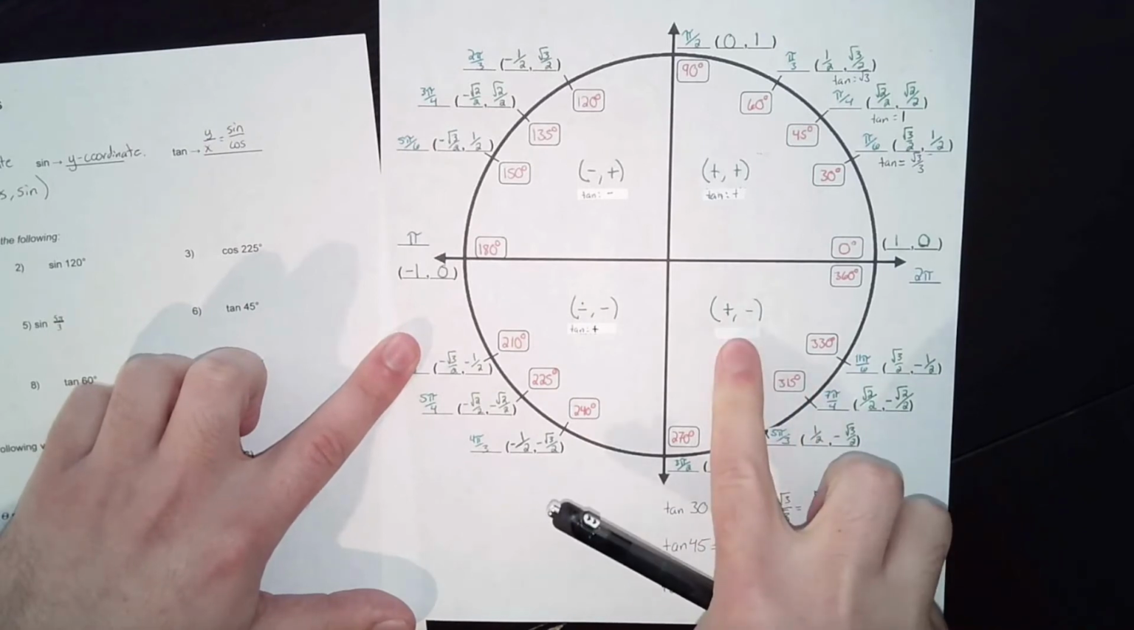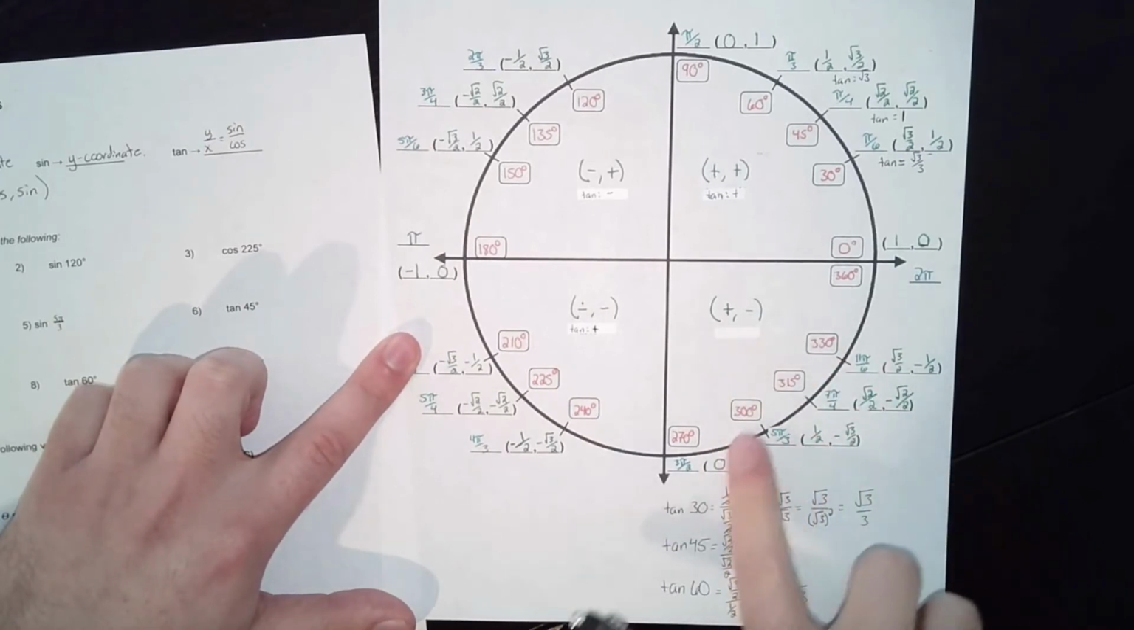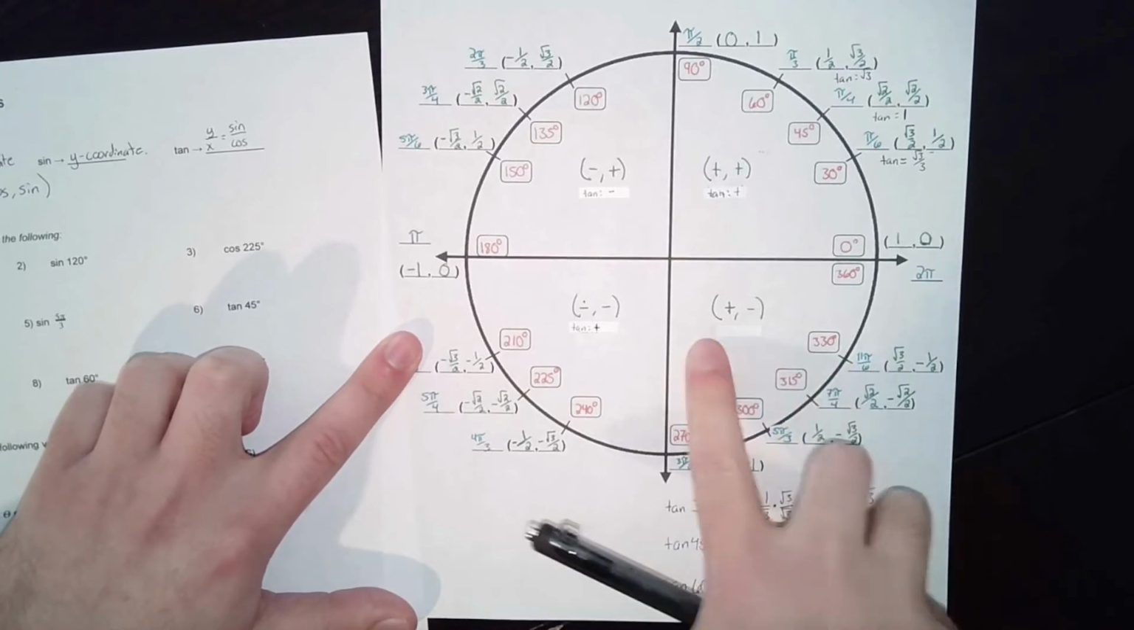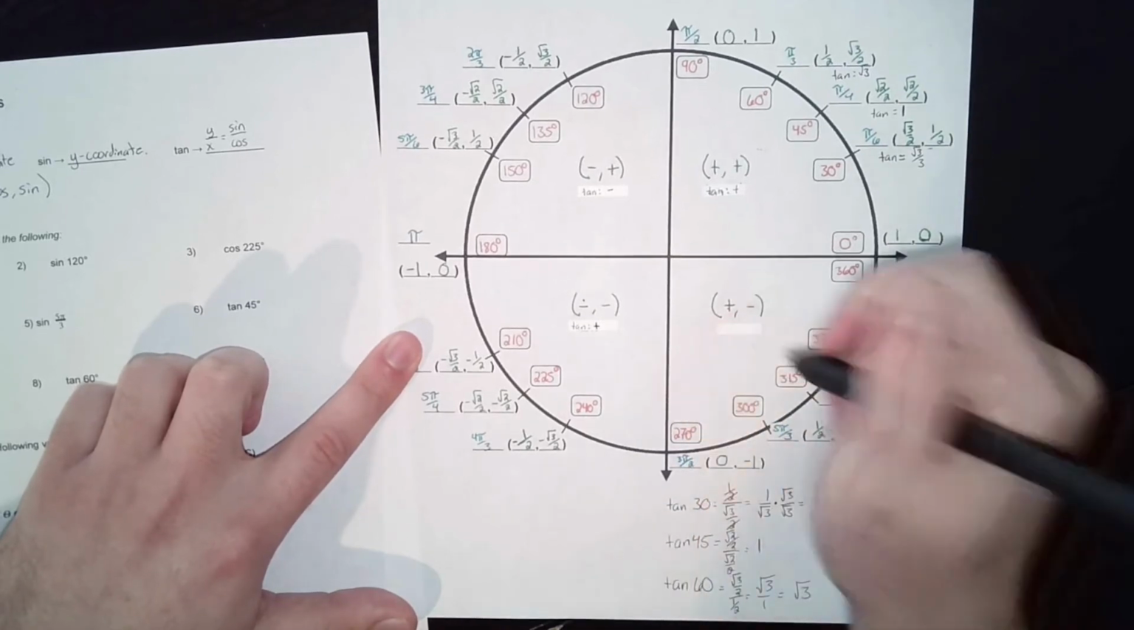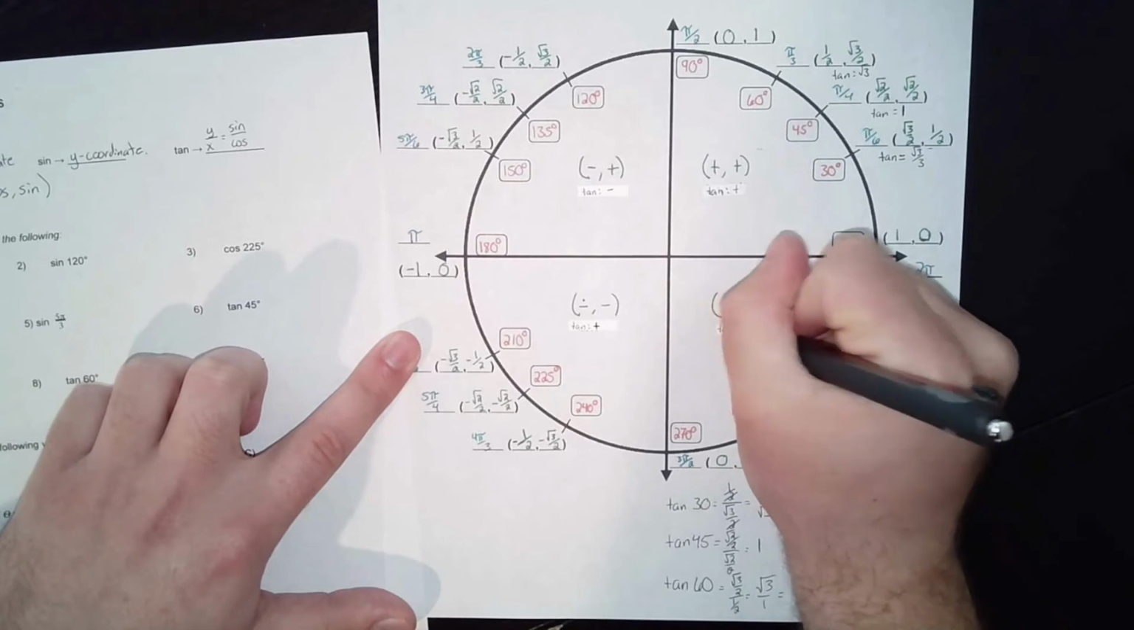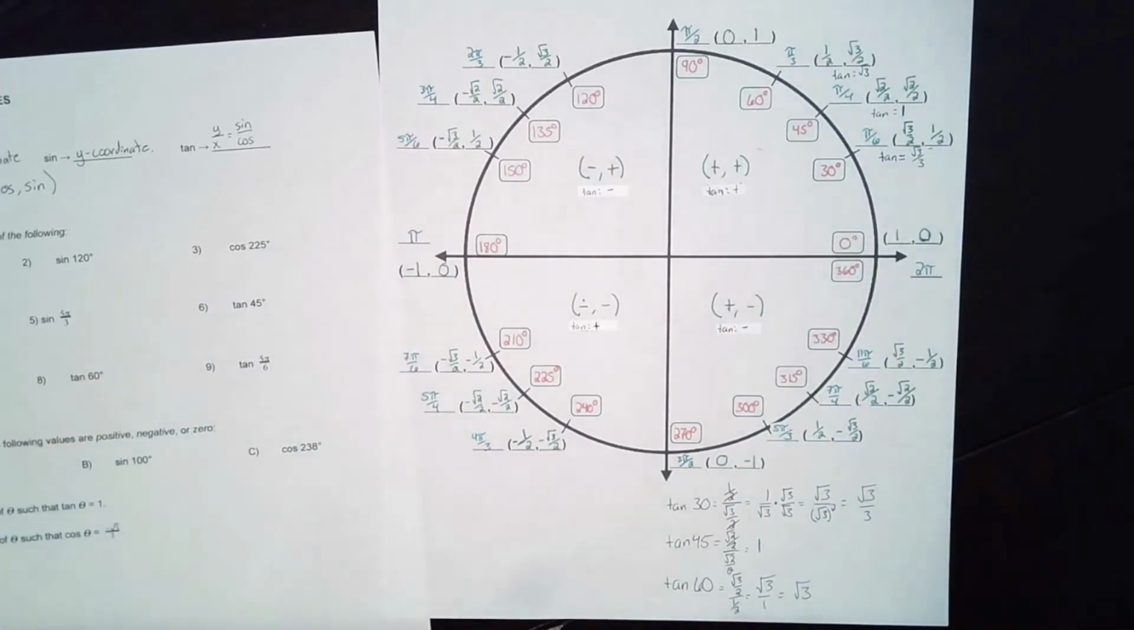Okay, and then finally over here, for 300, 315, and 330, we are dividing a negative by a positive, which is going to give us the tangent being negative. Okay, so that gives us our sign.